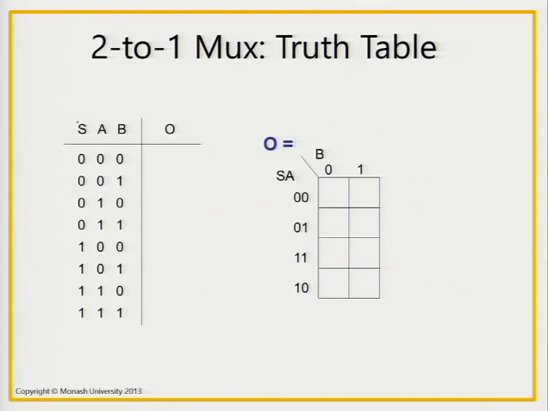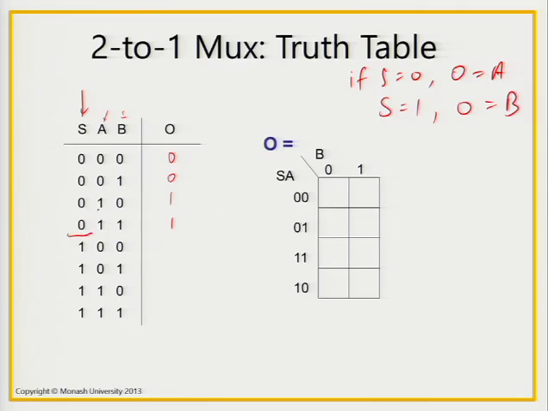So I've got S for my select. I've got inputs A and B. So if S equals 0, I want the output to be A. If S equals 1, I want the output to be B. So what do I fill in on this truth table here? So S is 0. What's the output supposed to be? 0. Next. 0, 1, 1.